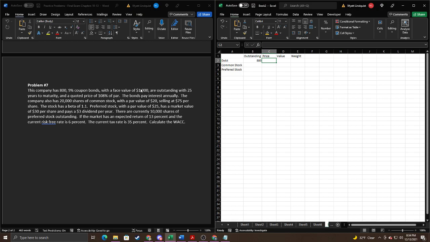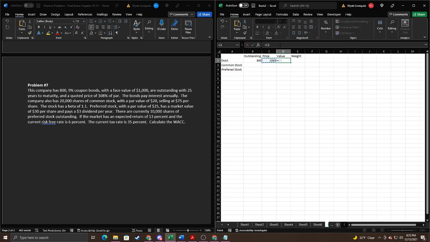Quick note: if you don't know the face value of a bond, use $1,000. It's the most common one, so just use $1,000 if you're not explicitly told in the problem. So the price of these is $1,000. However, if you read a little further, they are quoted at a price of 108% of par. So we're just going to multiply the 1,000 times 1.08, and that will give us the price of them currently.